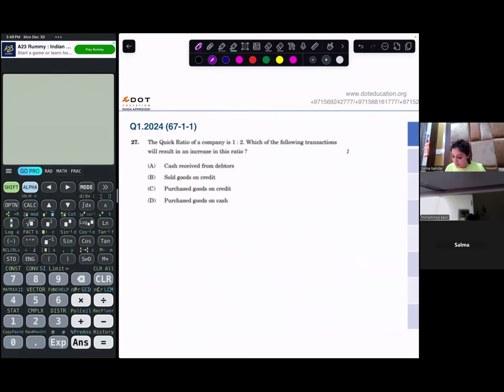This came in 2024 set 1. The quick ratio of the company is 1/2. If they tell you something like this, that the quick ratio of a company is 1/2, in this scenario, what will you do?